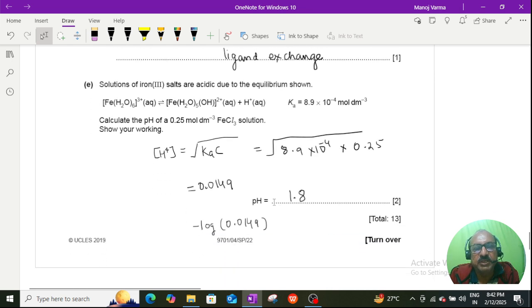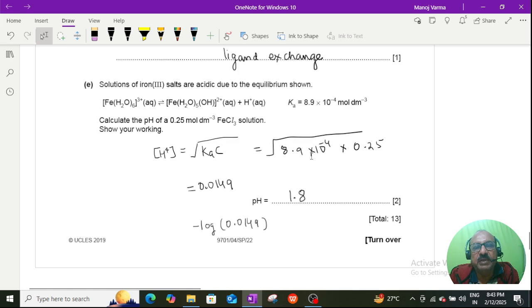The last part of this question is that the solutions of iron(III) salts are acidic due to the equilibrium shown. So you get the H plus ions formed, so it is acidic and there is an equilibrium, that means it is a weak acid. The Ka value is given. Calculate the pH of 0.25 mole per dm cube FeCl3 solution. So this concentration refers to the concentration of this complex, and because it's a weak acid, you have to recall the formula that the concentration of H plus is the root of Ka times C.